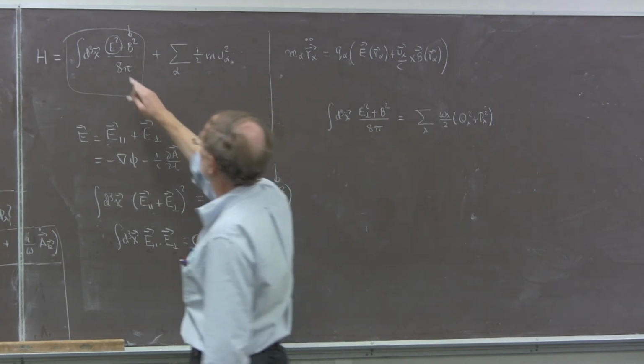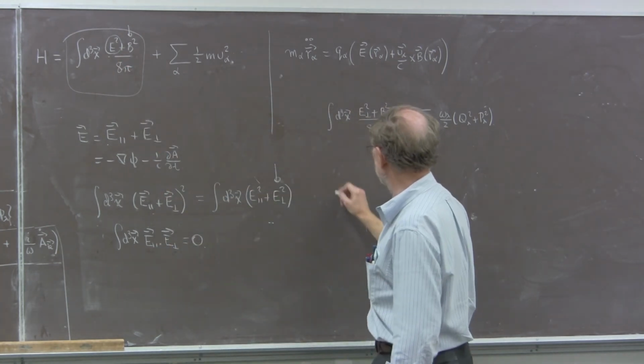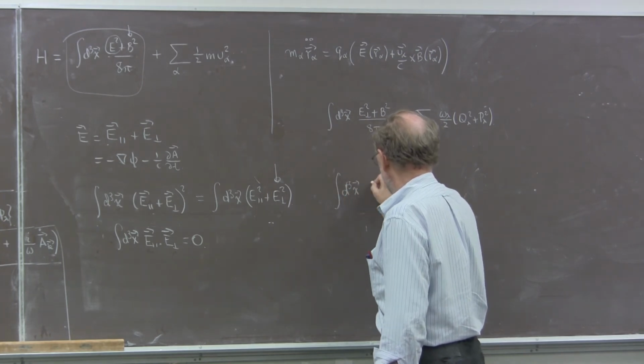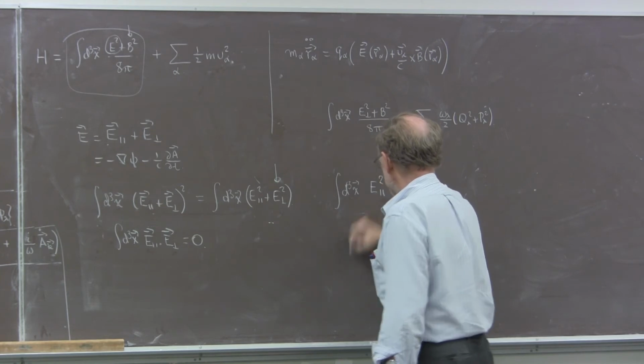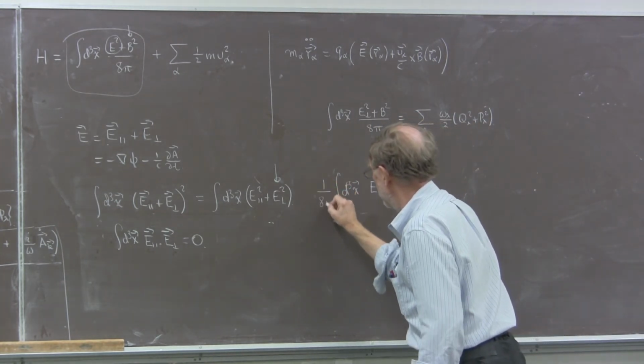What about the longitudinal part? Let's look at that. I'll come back to the kinetic energy of the particles in a minute. Let's look at the longitudinal electric field energy: the integral d^3x of E longitudinal squared over 8 pi. Let's put the 8 pi out front.